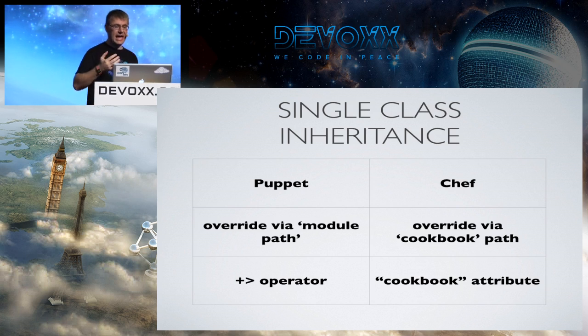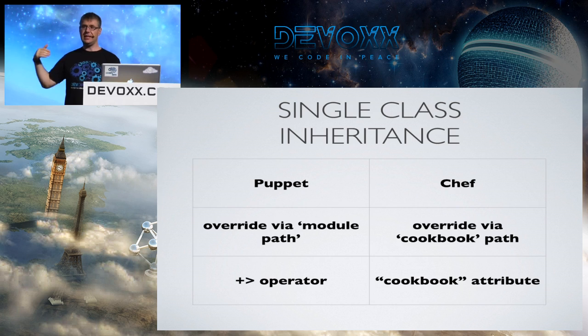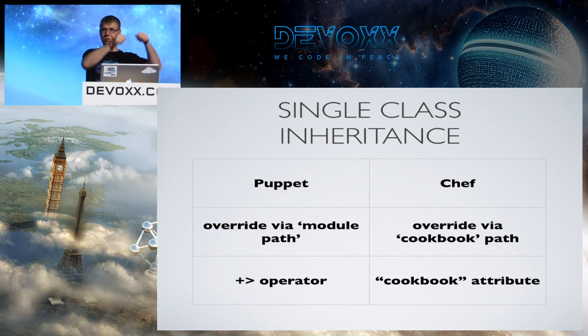You can add attributes with the plus operator in Puppet, or you can override a template file in your own module with the cookbook. But it's not what you expect, like, hey, I'll just take my class, override some parameters, and then inherit the previous one and go the whole chain of inheritance.